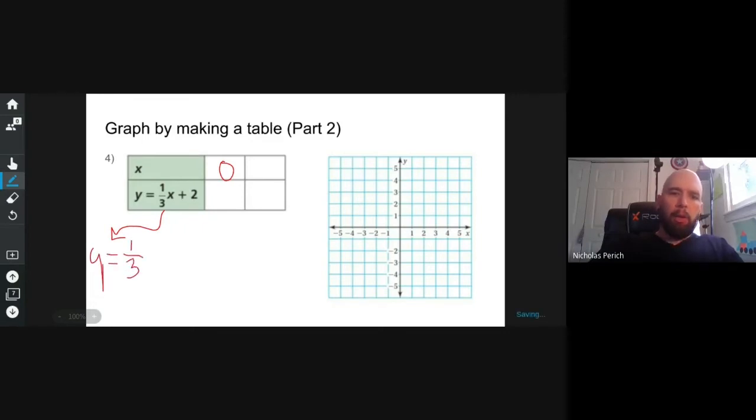Y equals 1/3 times 0 plus 2. 1/3 times 0 is 0. Plus 2 is 2.